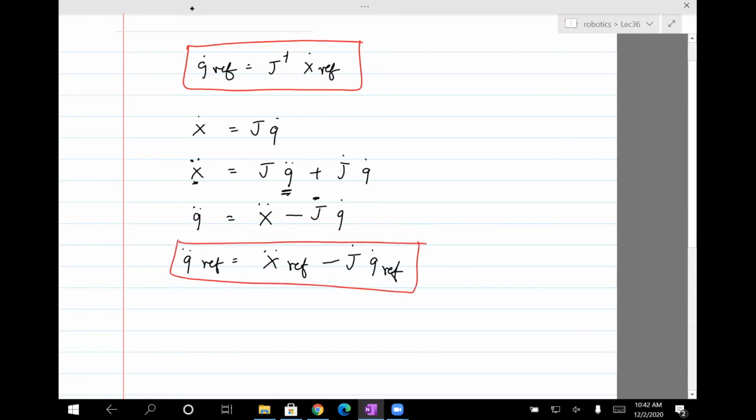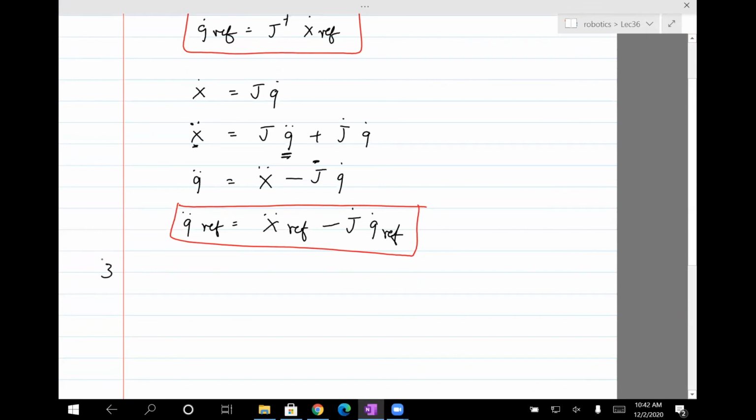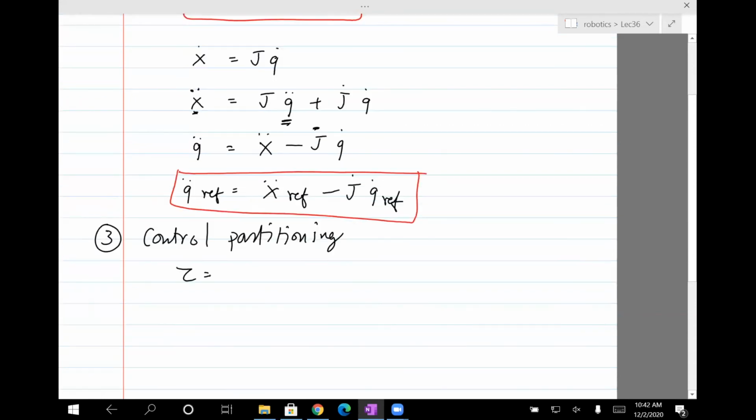So we've now found what q ref is, q dot ref and q double dot ref. And the third step is simply to use control partitioning in joint space. So that is what we wrote down in the last class, which I showed you just some time back.